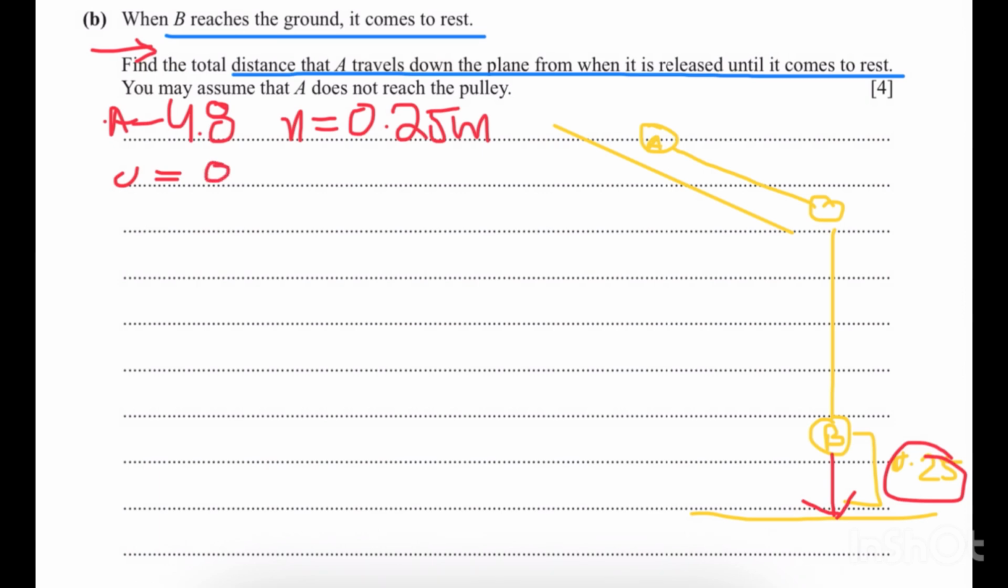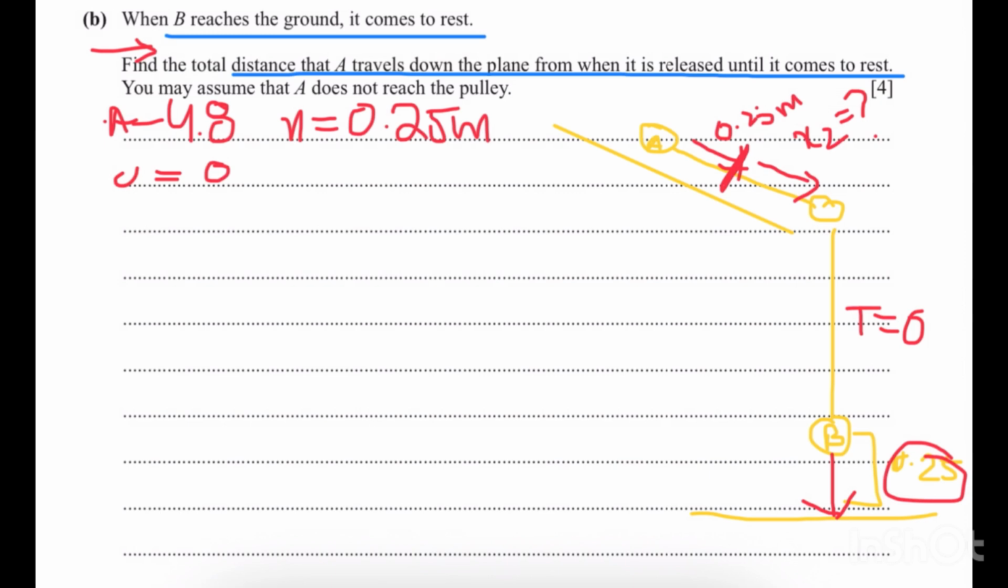The reason they're asking for the total distance for only particle A is that when B reaches the ground, there will be no tension in the string. So the tension in the string will become 0. But due to inertia, after A has traveled, for example, let's say this is 0.25 meters, it will also move another distance ahead, and this distance is unknown. And so we need to find out the new acceleration as well as the speed of particle A after it has traveled this 0.25 meters.